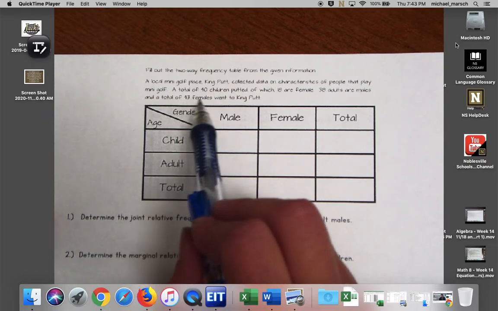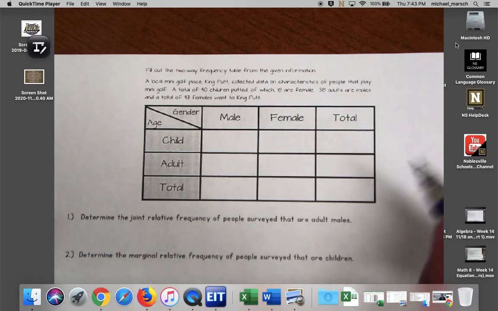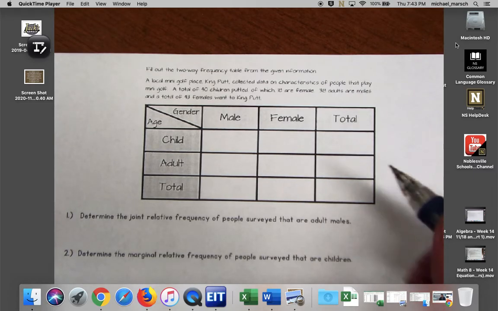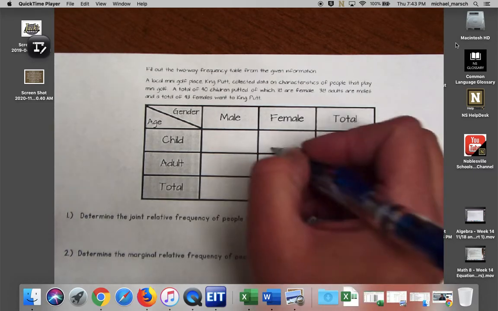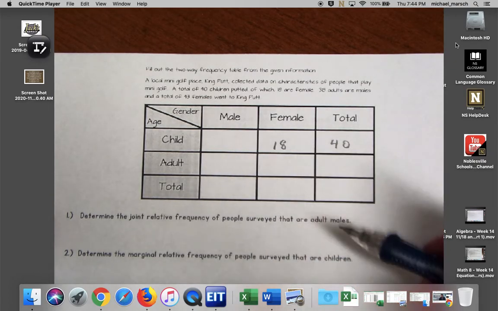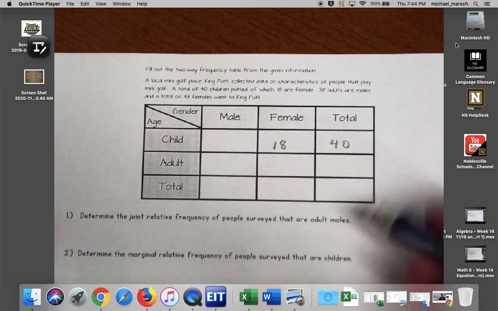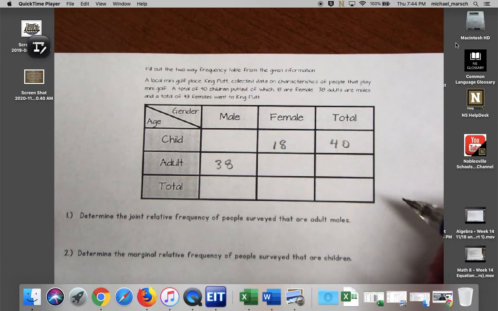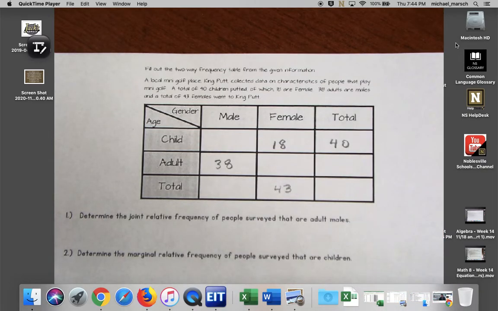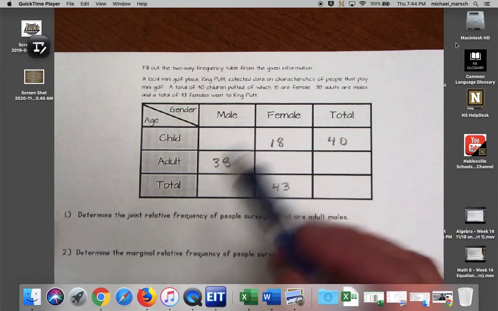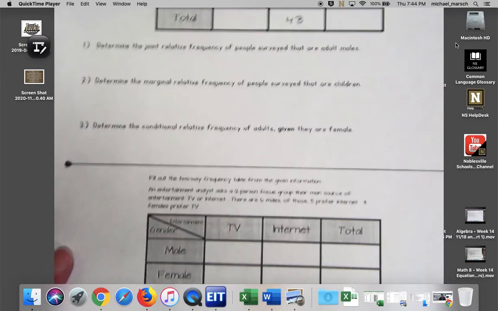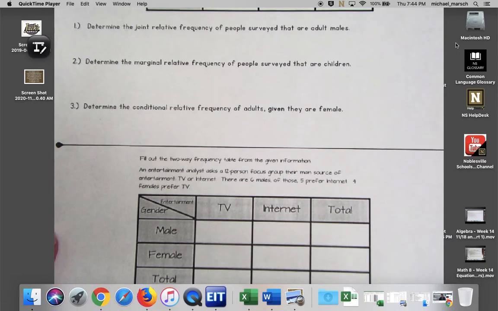So for example, a local mini golf place, King Putt, collected data on characteristics of people that play mini golf. A total of 40 children putted, of which 18 were female. So there are 18 children, 40 total, 18 that are girls. 38 adults are males, and a total of 43 females went to King Putt. So this is the information you're given, so now you have to go in and fill in the blanks and then answer the questions. You'll do the same thing down here for this situation.